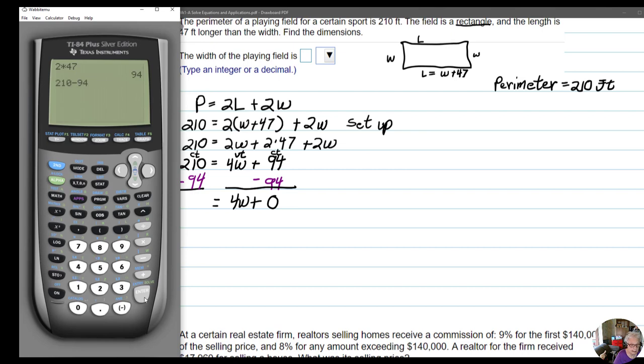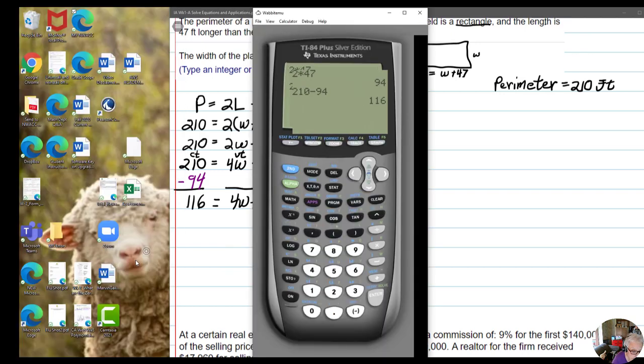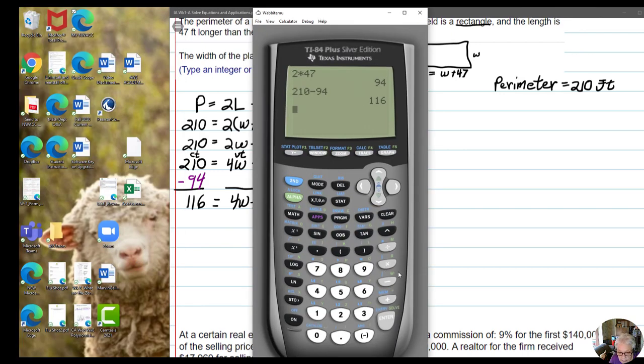210 minus 94, enter, is 116. Now notice this while we're here. The minus sign is different from the negative sign. When you have a negative number, this sign goes in front of it. When you're subtracting, you use this operation key. Addition, subtraction, multiplication, and division are called operations. There are other operations, too, that you're going to get to know.